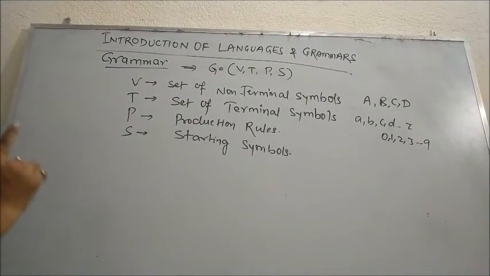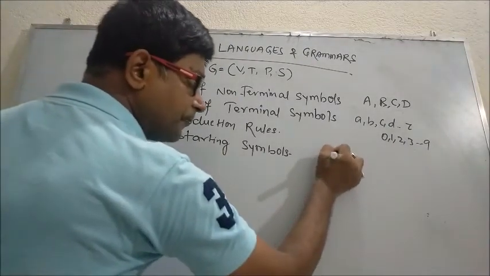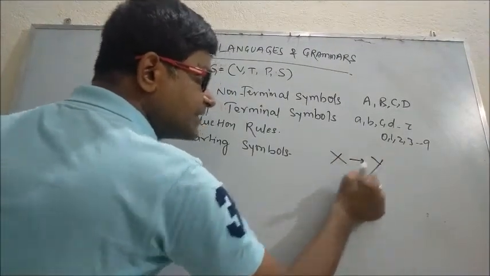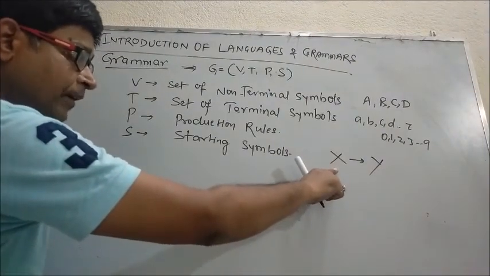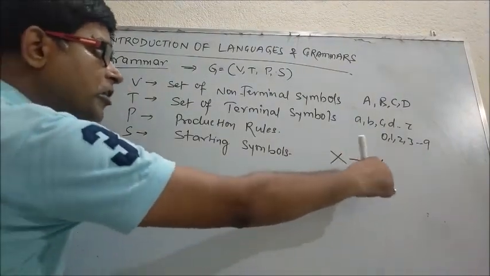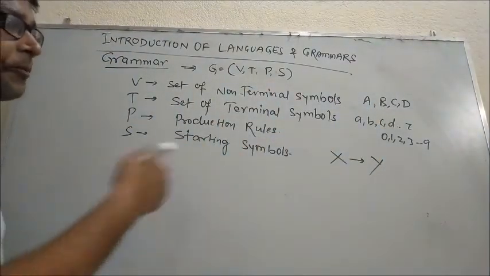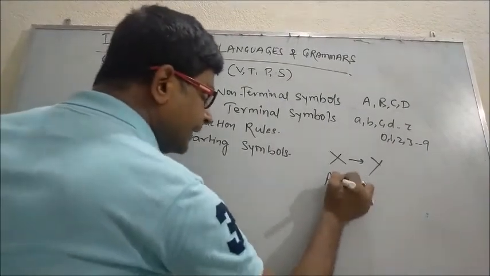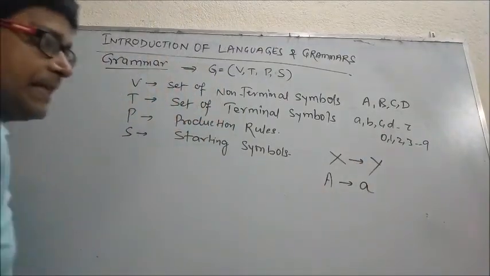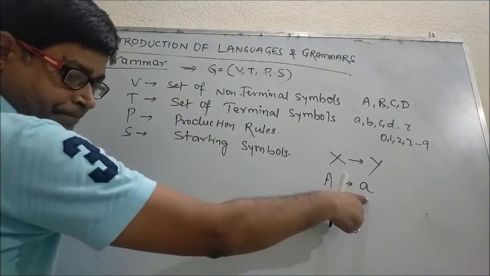Next one is known as your production rules. A production rule is the rule which is used for derivation. Suppose the production rule format is x derives y. That means in terms of x, whenever we want to use y, we can use it. That is known as a production rule. Production rule means produce something, right? So for example, A tends to small a. That means in terms of capital A, we can write small a, right?